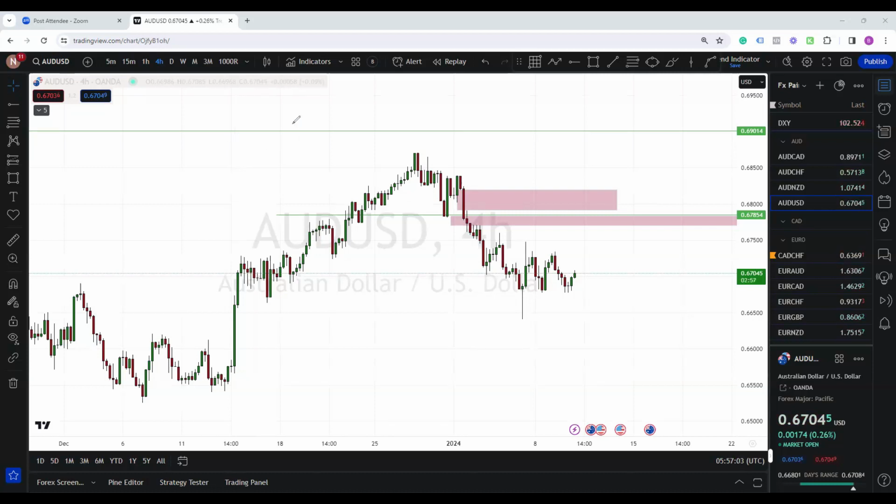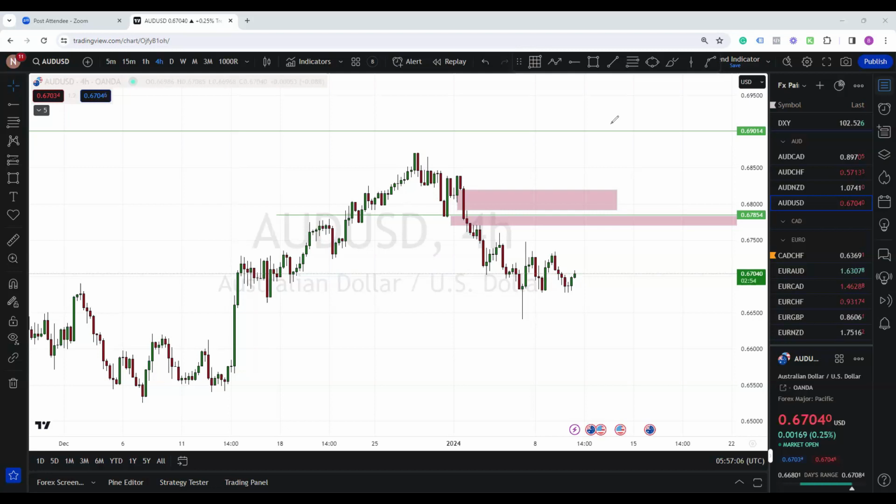So for this one, I'm looking for a sell. Why am I looking for a sell? Because the DXY is going up. I expect DXY to go up, so I'm looking for a sell. Now, of course, DXY can just come down to fill this gap before it goes higher. We do not know.